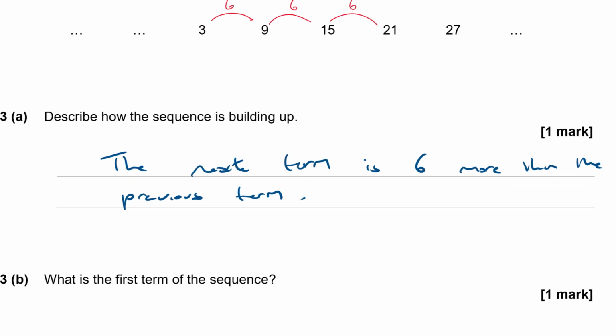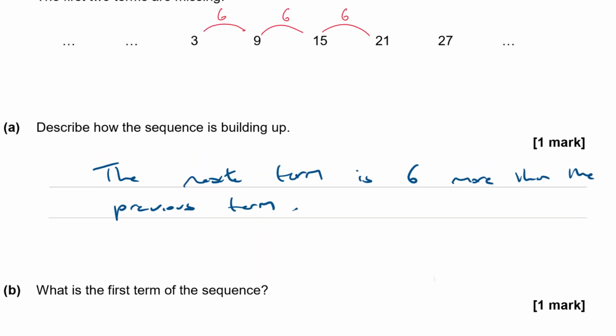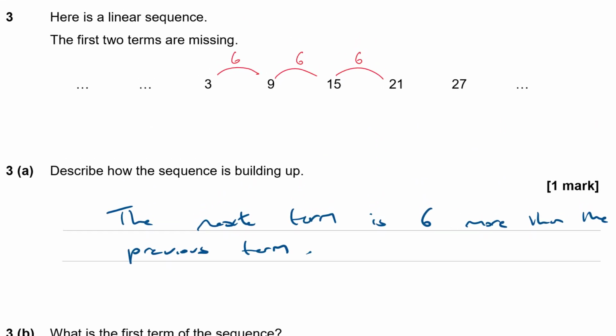Right, and then what does part B say? What is the first term of the sequence? Okay, so we need to kind of work backwards here then, don't we? So if we know that we are adding 6 each time, if I want to go back a term, I'm going to have to subtract 6, aren't I? So what's 3 subtract 6? 3 subtract 6 is minus 3, isn't it?